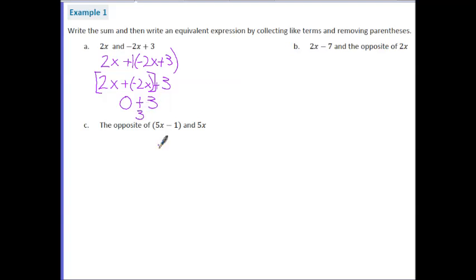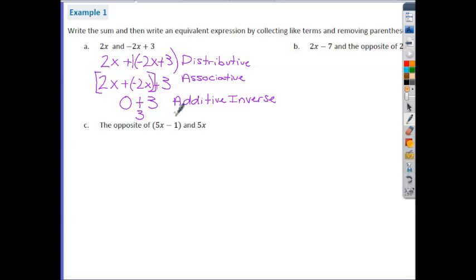Let's just note some of the properties that were used here. So first we use the distributive property. Here, we use the associative to group them together. And then we used the additive inverse to get the 0. And finally, we use the additive identity to get our final answer.